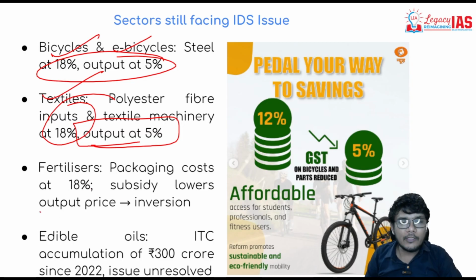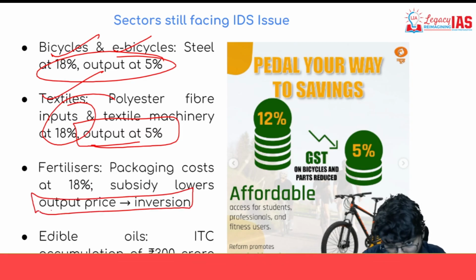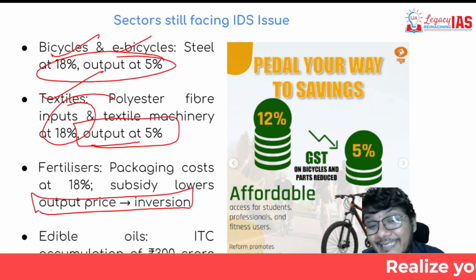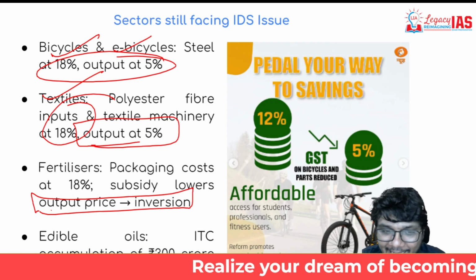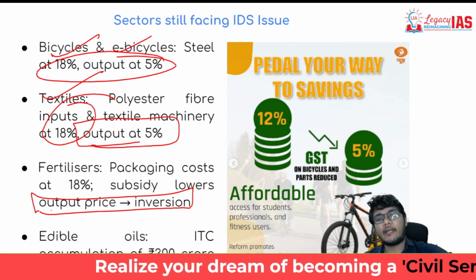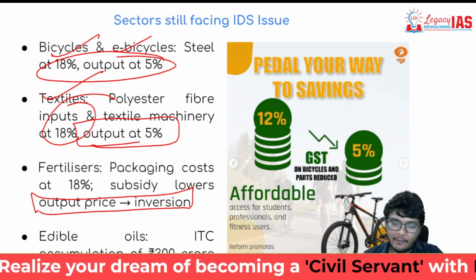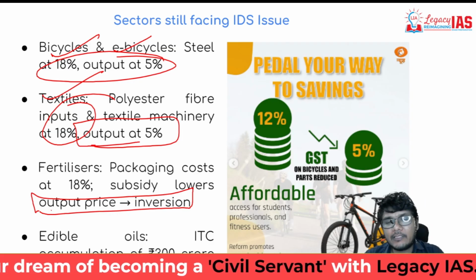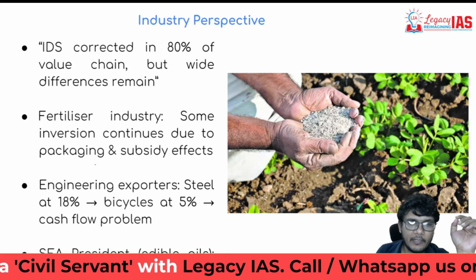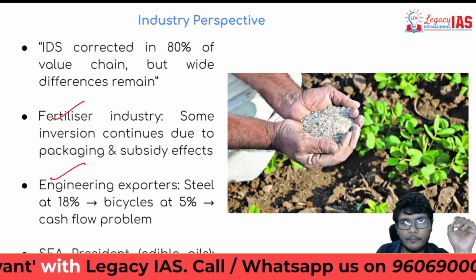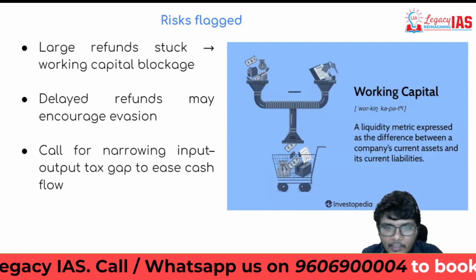Subsidy lowers the output price. So the output price of the fertilizer is lower, so the tax on a lower amount will be less. So again, an inverted duty structure kind of effect it will have. So these are certain areas which probably need further improvements. We have taken the example of bikes, we have taken the example of fertilizer and various other things.